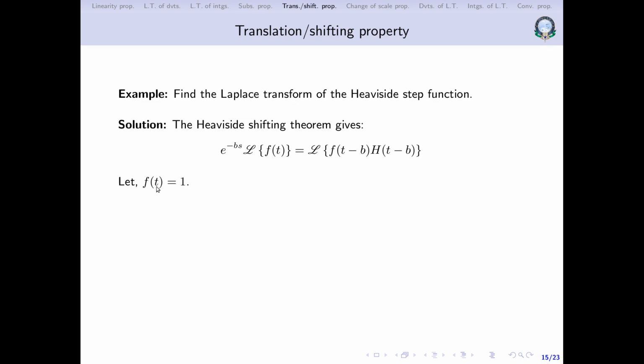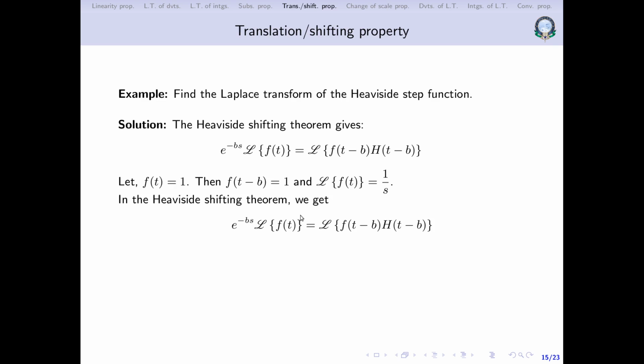So let's say f of t is equal to 1. Then the Laplace transform of this function will be 1 by s, of course. Because f of t is 1, it's constant everywhere. If you shift the function towards the right or left, it doesn't matter, it will still remain a constant. So f of t minus b is also equal to 1. If f of t is k, the Laplace transform is k by s. So if I take k as 1, the Laplace transform will be 1 by s. We have already found this in the previous lecture.